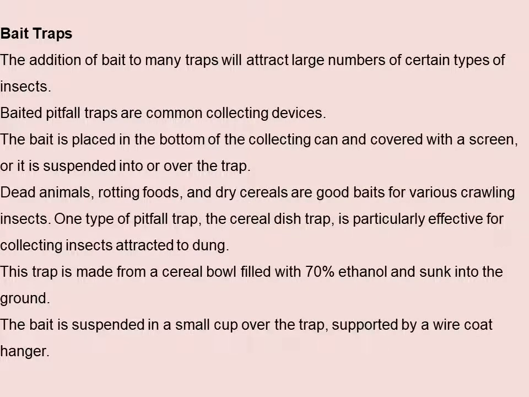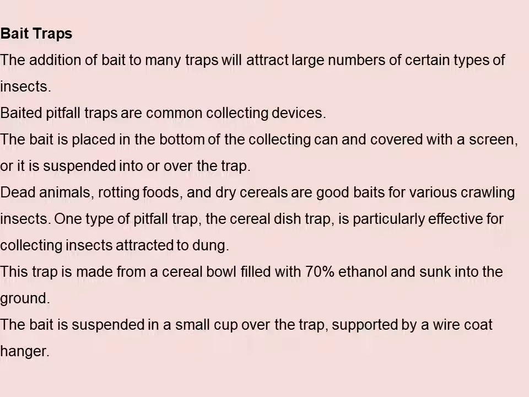The bait traps. The addition of bait to many traps will attract large numbers of certain types of insects. Baited pitfall traps are common collecting devices. The bait is placed in the bottom of the collecting can and covered with a screen, or it is suspended into or over the trap. Dead animals, rotting foods, and dry cereals are good baits for various crawling insects.